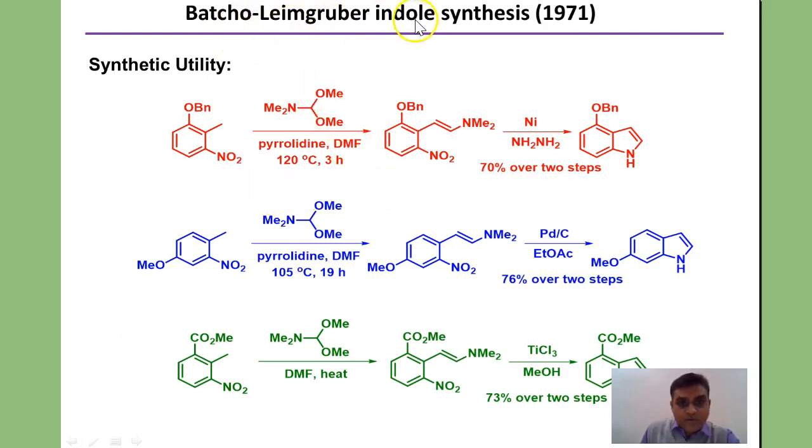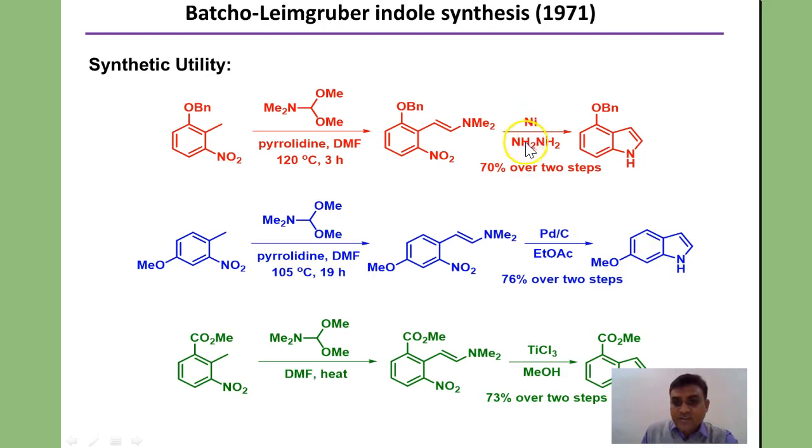Now in Batcho-Leimgruber indole synthesis, N,N-dimethyl formamide acetal is the compulsory substrate. The other substrate that can be varied is the orthonitrotoluene. Here some substituents are shown. Benzyl, where the phenolic group is protected, a methoxy group, and an ester. All of them are transformed into indole in very good yield: 70% yield, 76% yield, 73% yield. So in all the cases, the first step is the formation of the styrene derivative. It's an enamine derivative, and this enamine derivative under reduction forms your indole derivative.